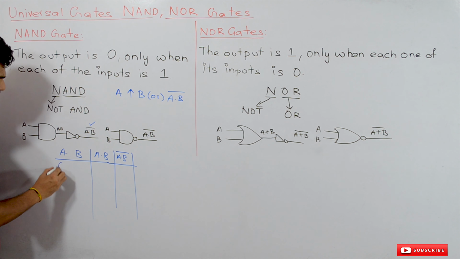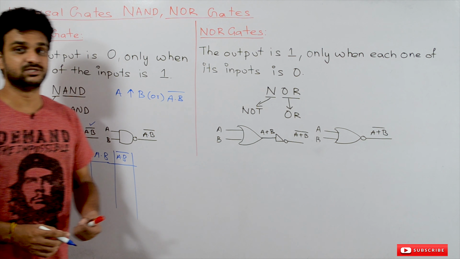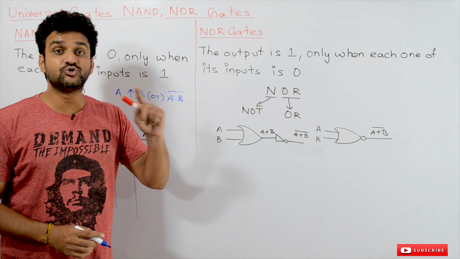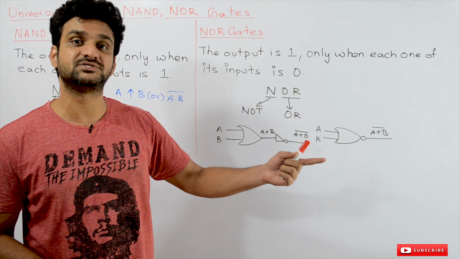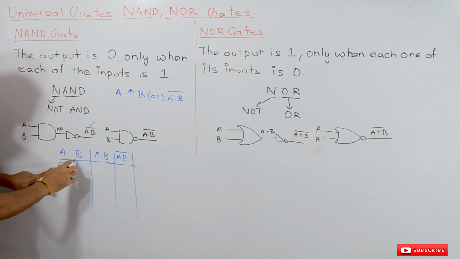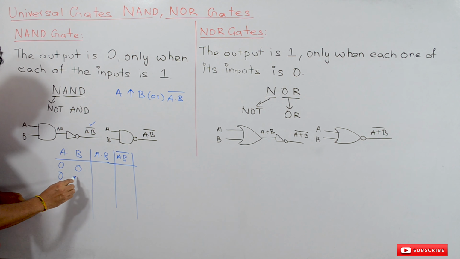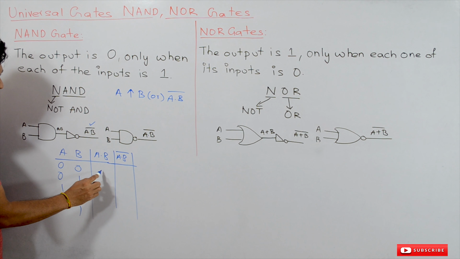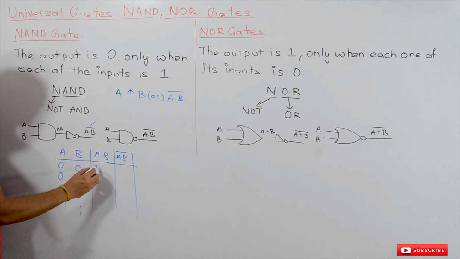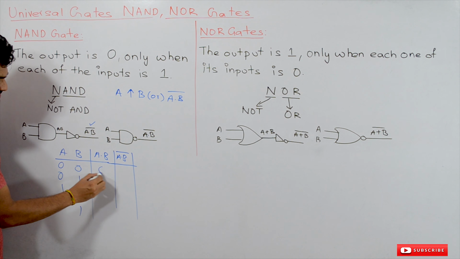Now coming to the 2-input NAND gate, how many combinations are possible? If there are n inputs, 2 power n input combinations are possible. So 2 power 2 is 4 combinations: 0 0, 0 1, 1 0, 1 1. And what is the output of the AND gate? The output of the AND gate for 0 0 is 0.